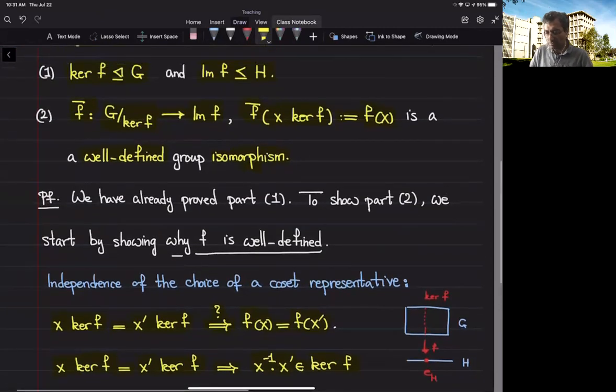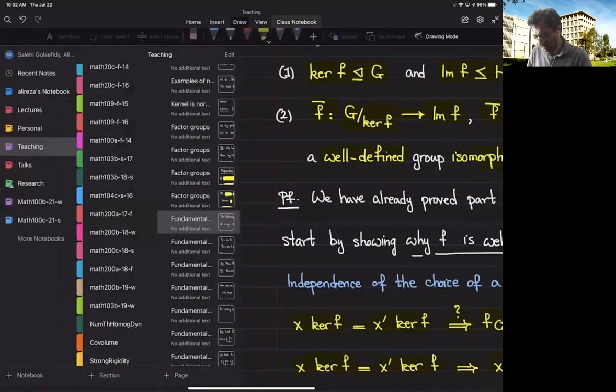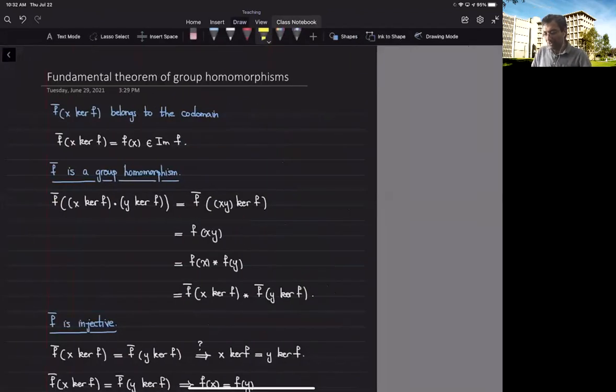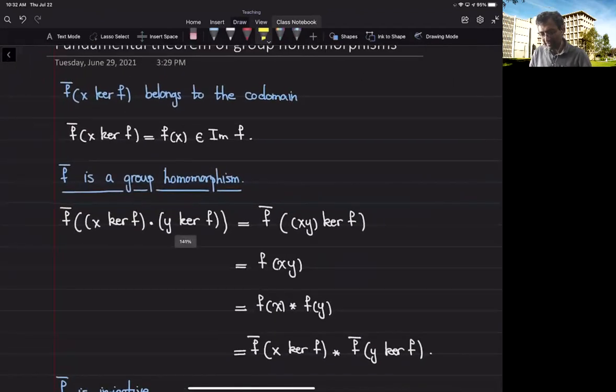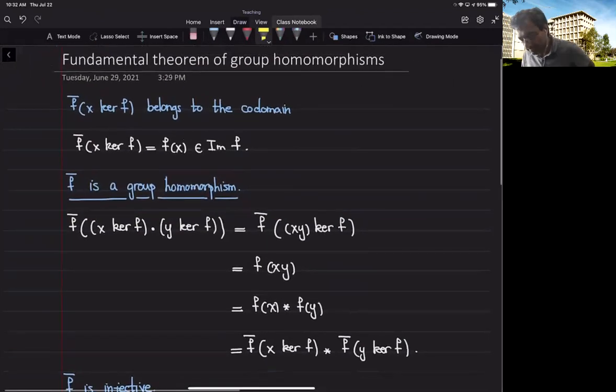But we also need to be a bit careful because I'm changing the codomain as well. I need to say that I will be landing in the new codomain. And this is the case because no matter what the element is that I'm applying it to, what I'm going to get does belong to the image of F. So now we have checked all the possible issues and we showed that F bar is well defined.